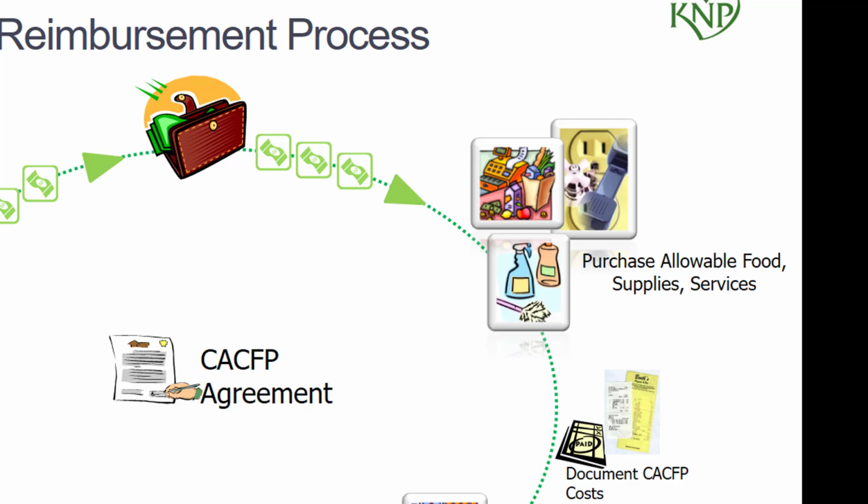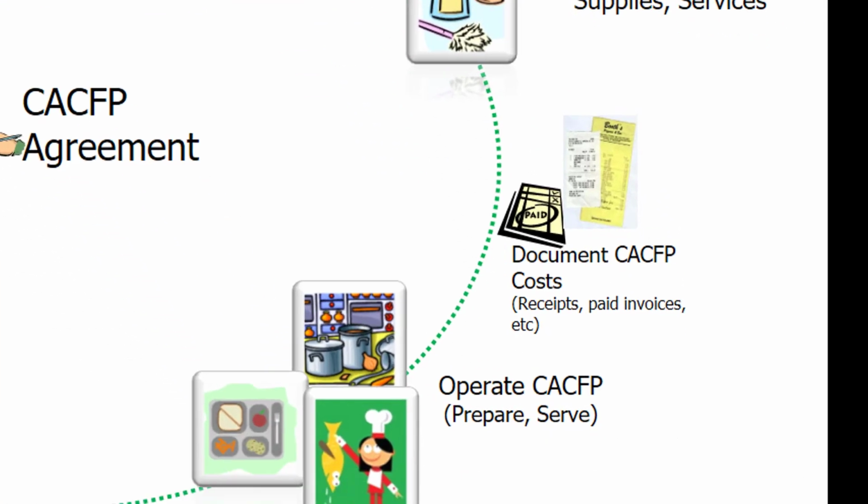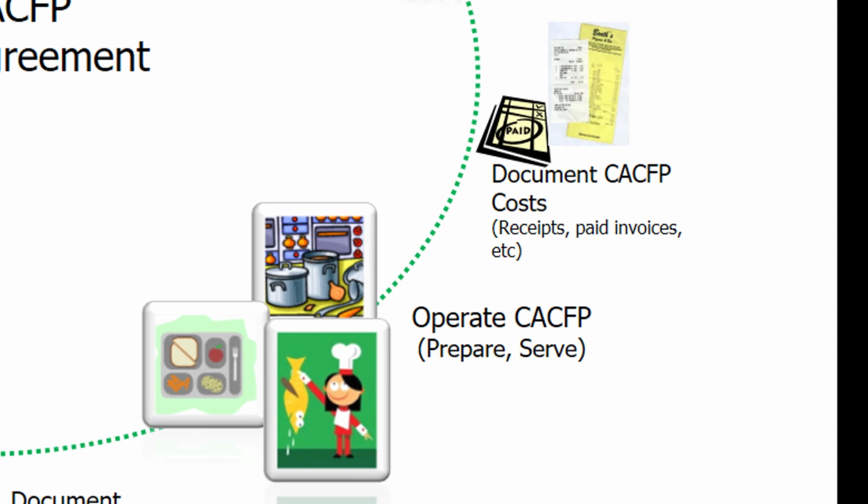So if you're a child care center, you're actually required to keep up with all the documents and financial records associated with those purchases. So when we come out to visit you, we're going to ask to see the receipts, the paid invoices, and all the other cost records associated with the food program. If you're a child care home, you're not required to keep up with those cost documents, but we recommend that you do, because remember, you're running a business.